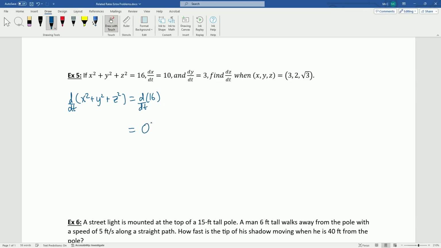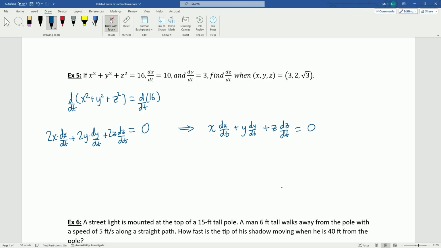The derivative of 16 is nice and simple. That's just 0. So here we've got the derivative of x squared with respect to t. That's going to give us 2x times dx/dt, plus, and then for y squared, we get 2y dy/dt, plus 2z dz/dt. And of course, we can divide everything by 2 here, and then we get x dx/dt plus y dy/dt plus z dz/dt equals 0.